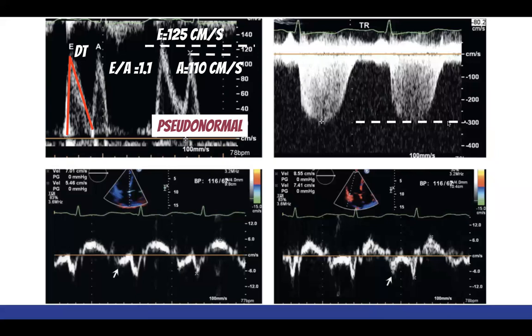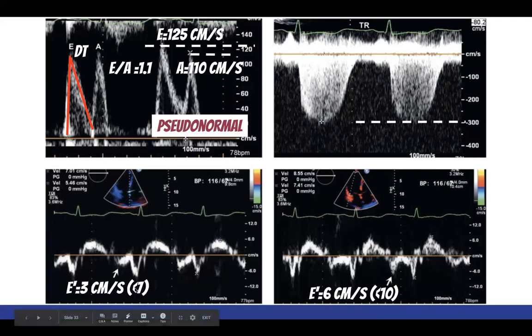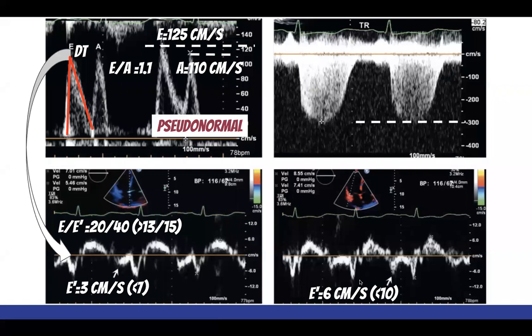So number one, TR velocity is higher, almost 3 here. Then you look at the E prime, the mitral annulus velocity. E prime medial is 3 centimeters per second, so less than 7. E prime lateral is 6. So that makes your E to E prime ratios 40 or 20, depending on medial or lateral, which is more than the 13 or 15 that we need.